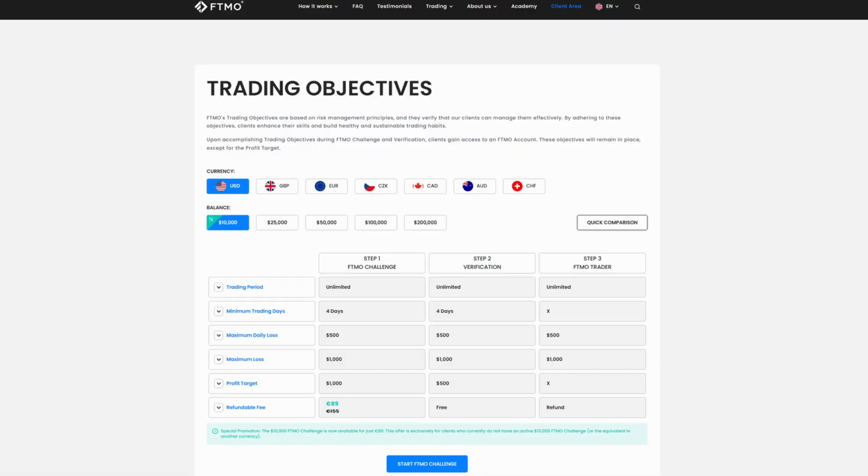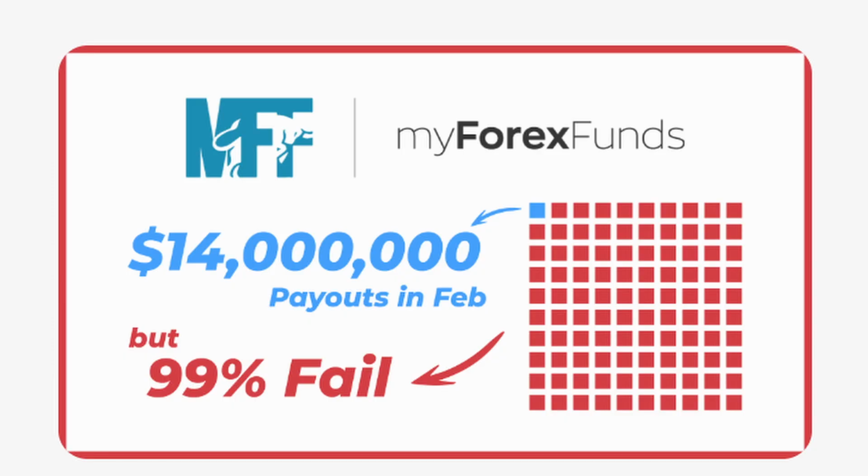We all know prop firm challenges aren't easy. After all, their whole business model revolves around traders failing their challenges. In fact, statistically, a large portion of traders fail because they lack proper risk management and fall into common traps like over-leveraging or chasing trades.